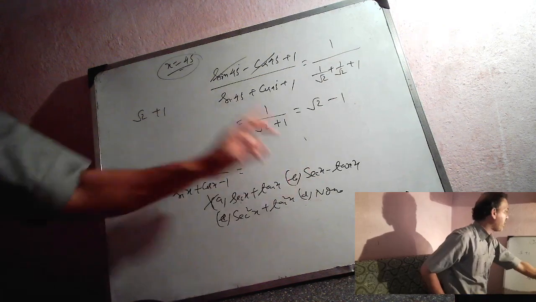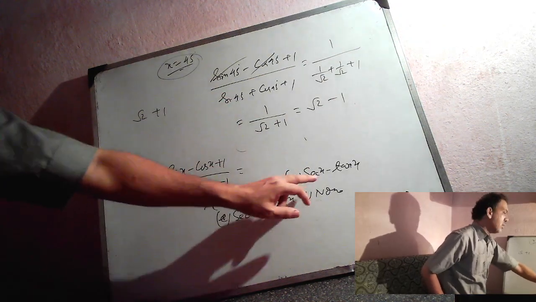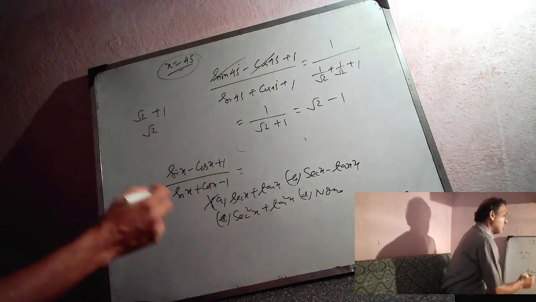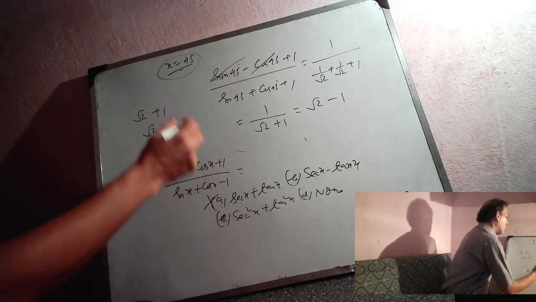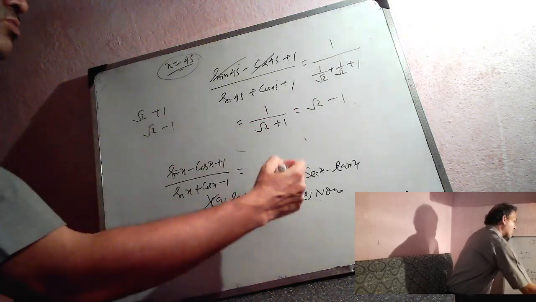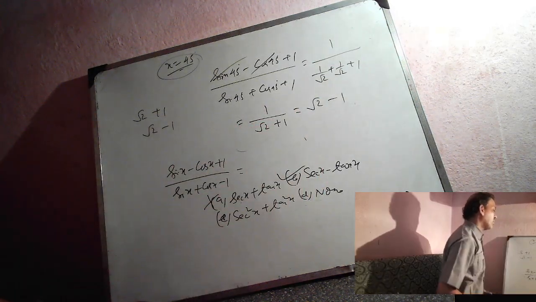Now replace x by 45 in option B. This will be sec 45 minus tan 45, which means root 2 minus 1. So this is identical to root 2 minus 1. So option B will be correct.